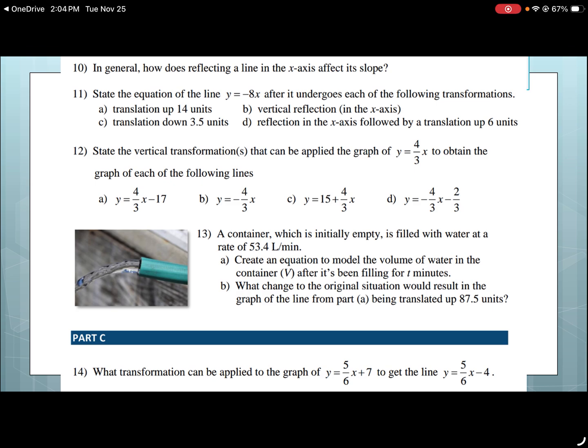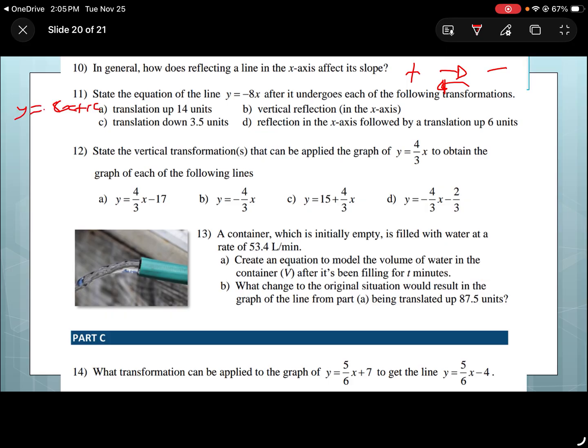Okay, last page. In general, how does reflecting a line in the x-axis affect its slope, plus to minus, or vice versa? I can't be bothered to write a whole sentence there. State the equation of the line y equals negative 8x after it undergoes each of the following transformations. Translation up 14 units is going to be y equals negative 8x plus 14. Vertical reflection: y equals 8x, so the slope becomes positive. Translation down some units, y equals negative 8x take away 3.5.